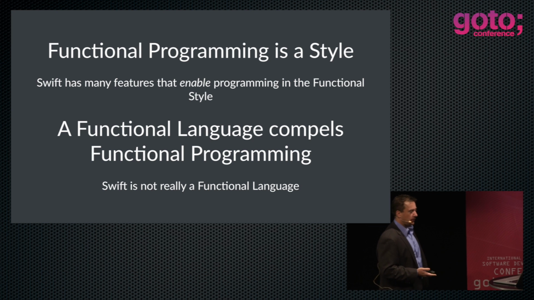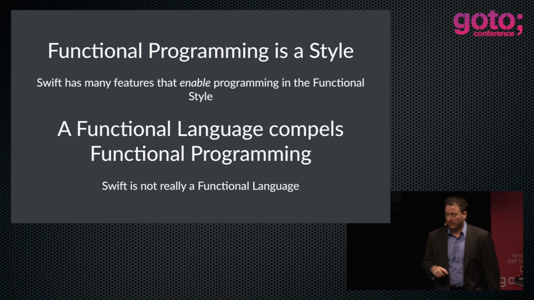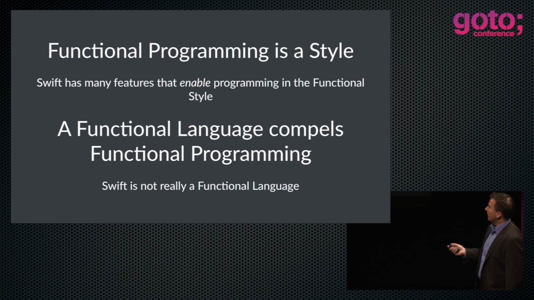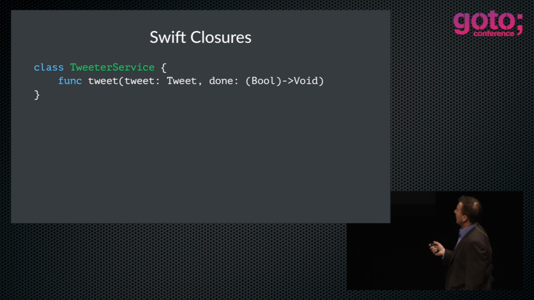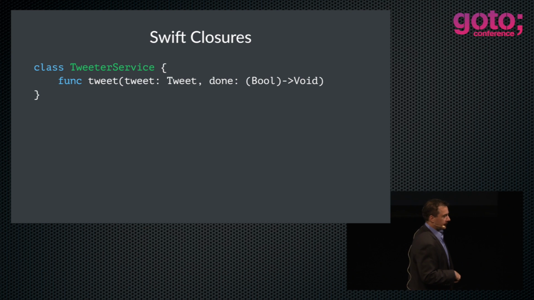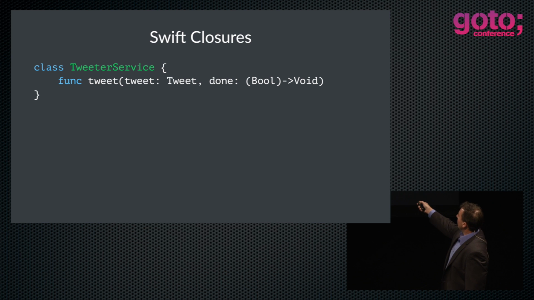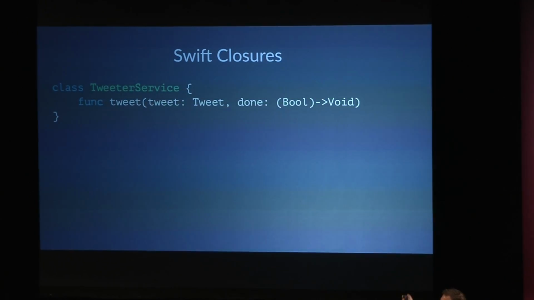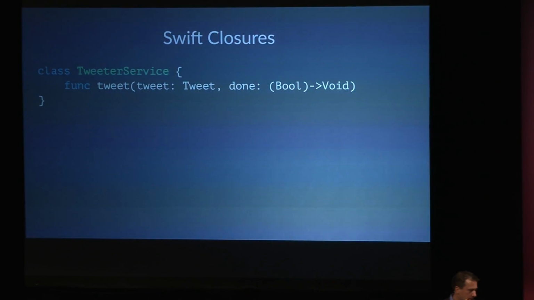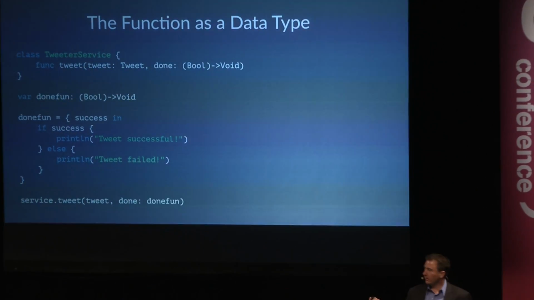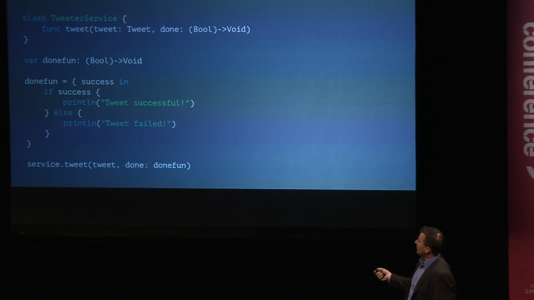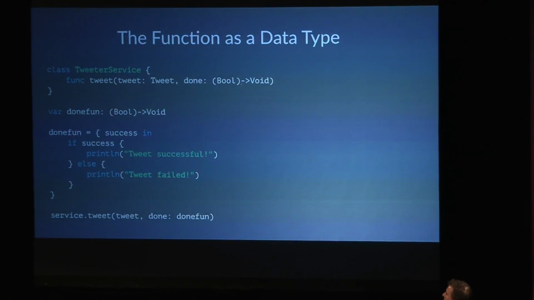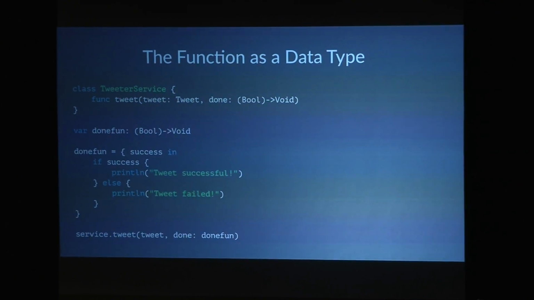So let's do a very simple thing that probably many of you would have immediately thought to do, which is to have our tweeter service instead accept a block, a closure, that will be invoked once the tweet is complete. In this case, the syntax for a closure is that it's a function that accepts a single parameter, a Boolean type, and in this case returns void. So here's an example of how this might be used. You've got your tweeter service, and now you've got your new Boolean-to-void function parameter for the tweet.